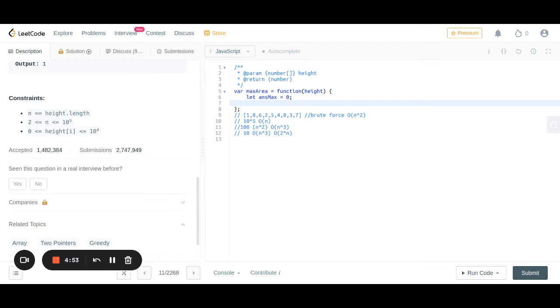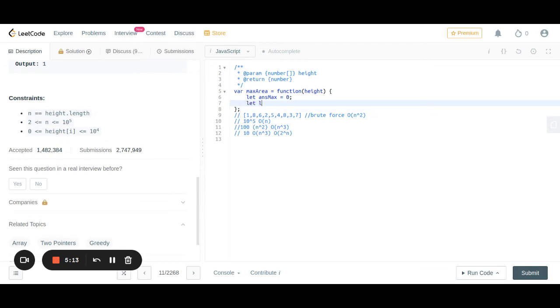So let's solve it. Now we need a linear solution, since the constraint is 10 raised to 5. If we go for n square, then it will TLE, it will time out. It will be like 10 raised to 10, so it will time out.